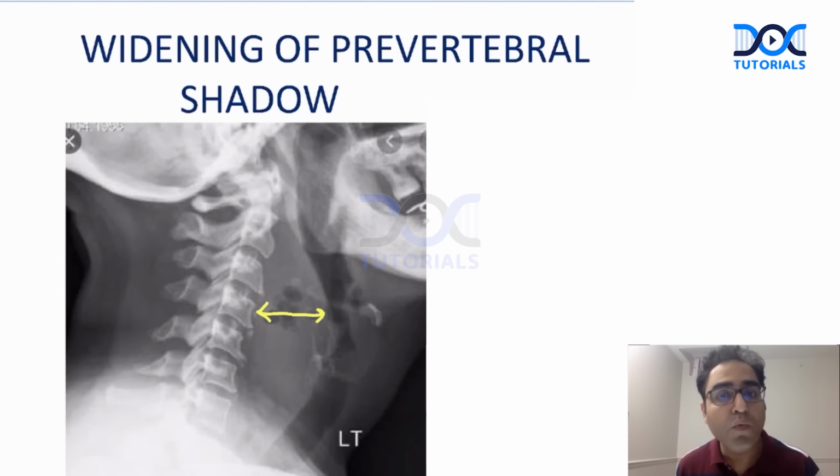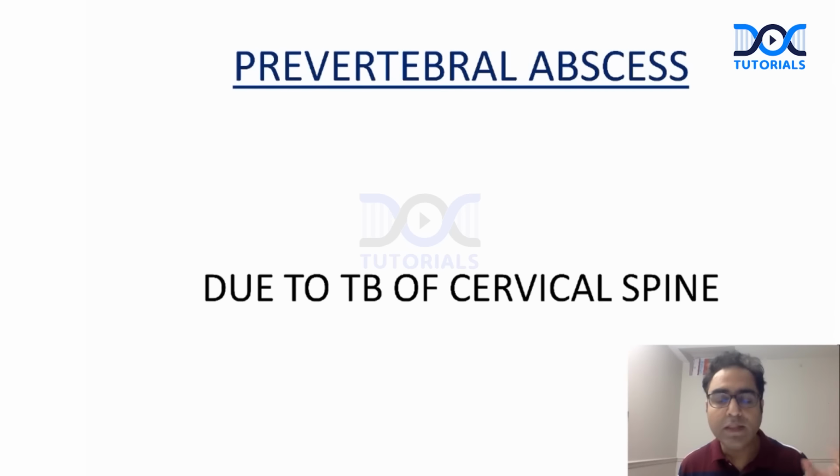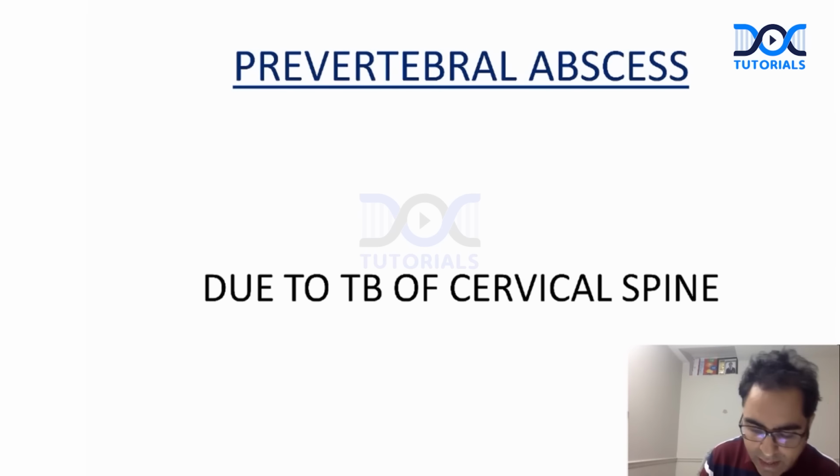You can ask me, Rajiv, why it is not a prevertebral abscess? This is acute retropharyngeal abscess. What is a prevertebral abscess then? A prevertebral abscess is actually a chronic tubercular abscess, which is an orthopedic topic. That is due to TB of the cervical spine. It is more common in adult patients. It's a chronic abscess seen in adults.